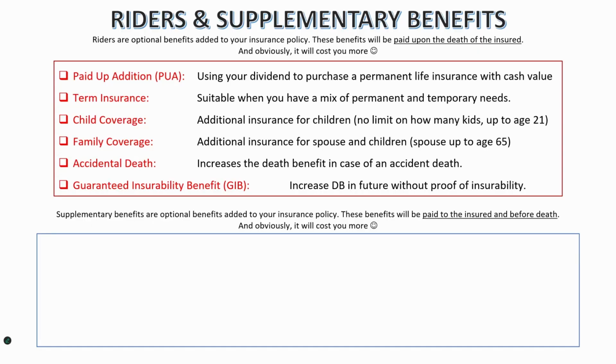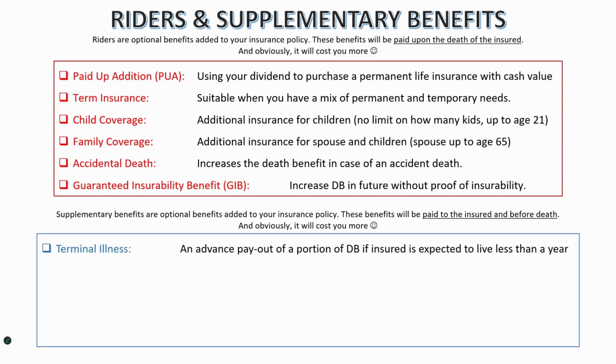So for supplementary benefits, one of them is called terminal illness. We talked a little bit about it in the previous video as well. If we have a terminal illness benefit, it means that if the insured is diagnosed with less than 12 months to live, they can take an advanced payout of their death benefit themselves. It could be 10%, 20%, 50%, 100%. Some insurance companies pay 100% of the death benefit if you are terminally ill, right? So this benefit is paid before death. All right, this is how it works.